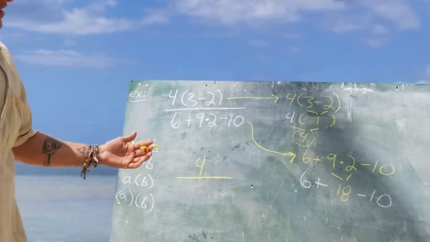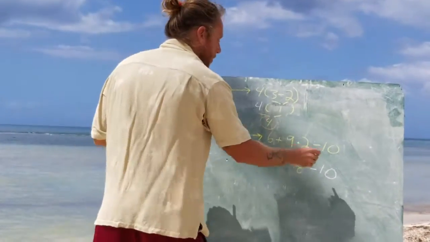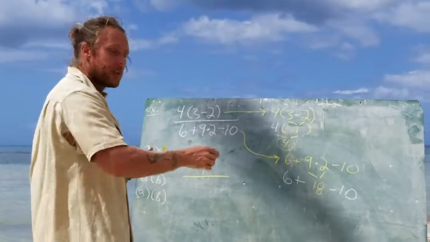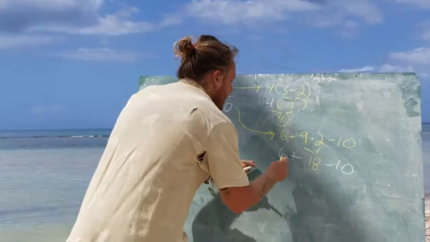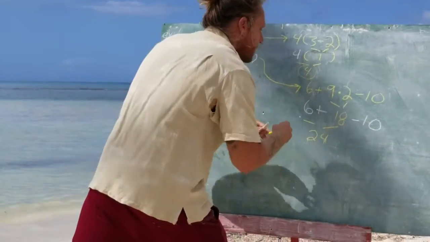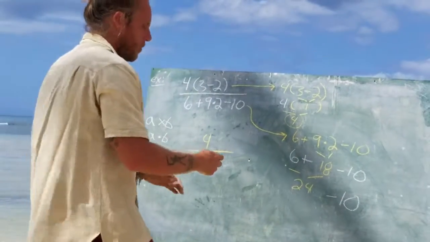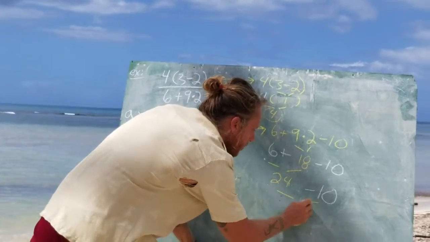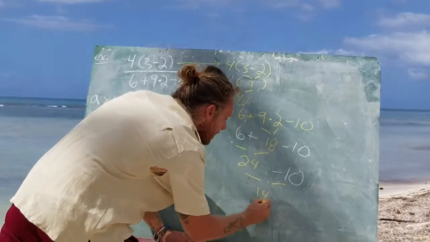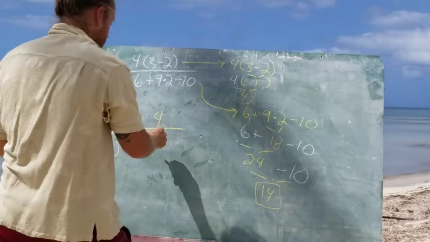Now we just have addition and subtraction left. That's the last thing we have to worry about. So which one do we do first? Well, we move from left to right. So 6 plus 18, 24, minus 10. One more operation to do. 24 minus 10 is 14. So this is our new denominator.